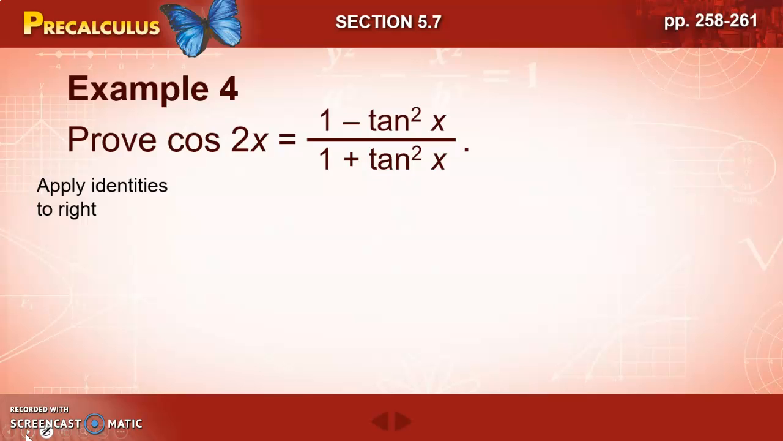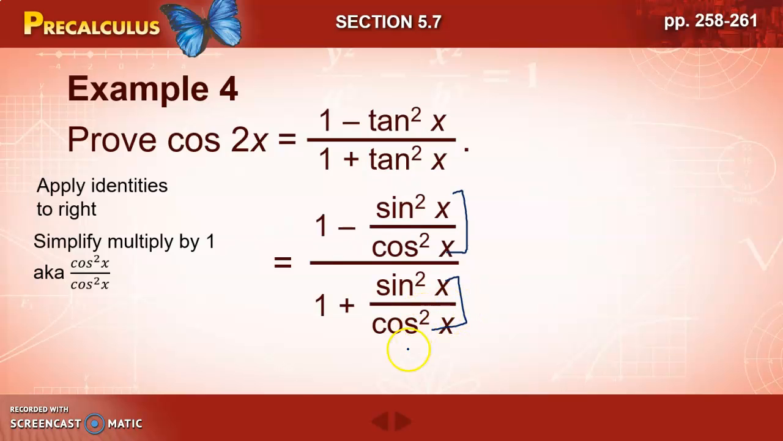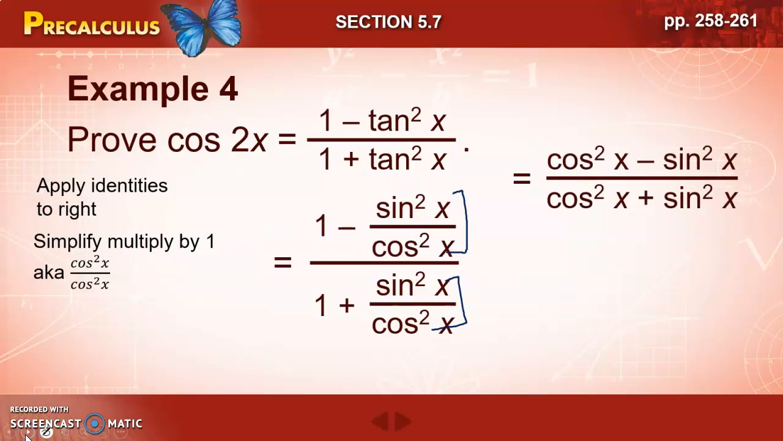Let's prove that cosine 2x is equal to 1 minus tangent squared x over 1 plus tangent squared x. The first thing we want to do is start with the more complicated side, and we are going to go from there. Using our quotient identities, we can rewrite tangent squared as sine squared over cosine squared. So we're going to do that to both the top and the bottom. Now this is a complex fraction, so we can simplify this complex fraction and rewrite that as cosine squared x minus sine squared x over cosine squared x plus sine squared x.